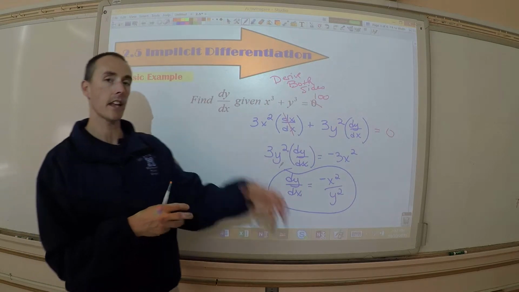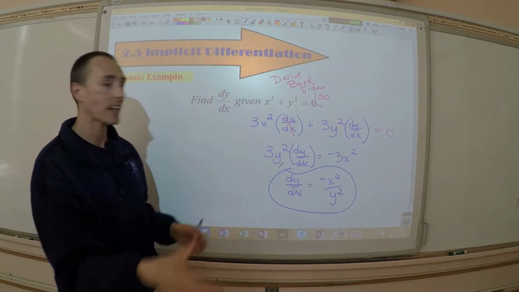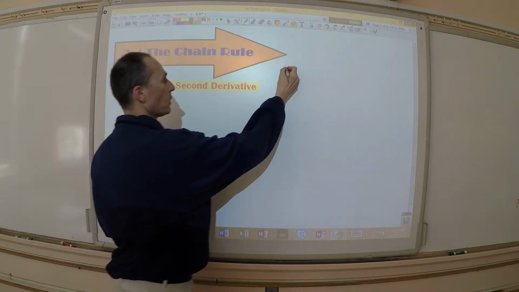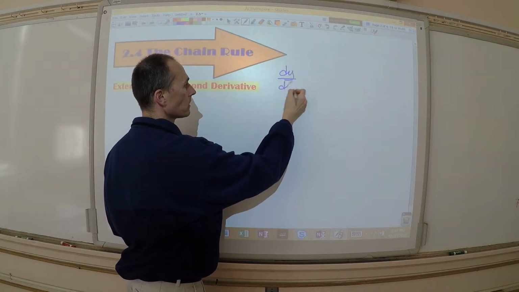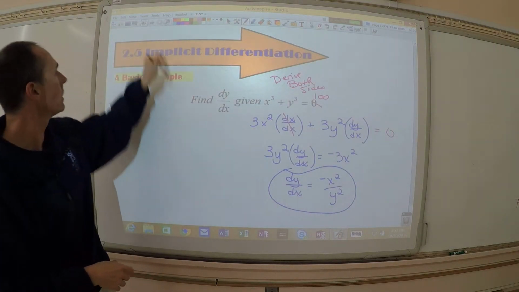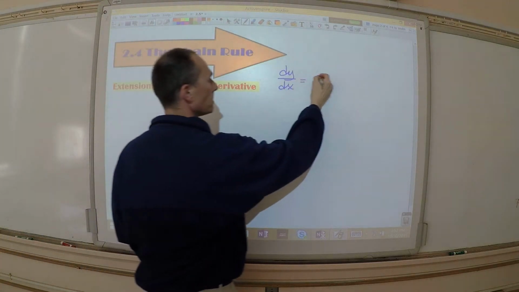Now let's look at an extension of this. What if we were asked to find the second derivative of this expression? So let's go to the next page here. What do we know? We know that dy/dx equals, if we remember it from the previous page, negative x squared over y squared.